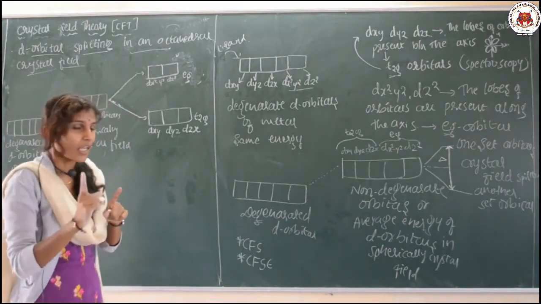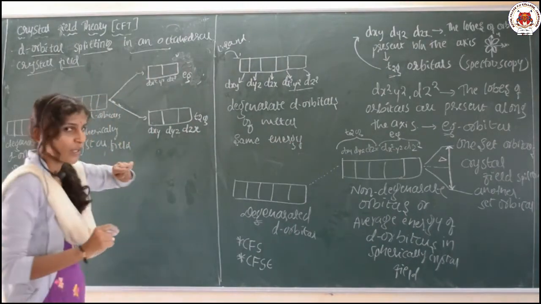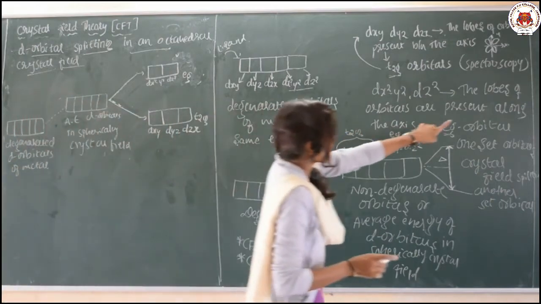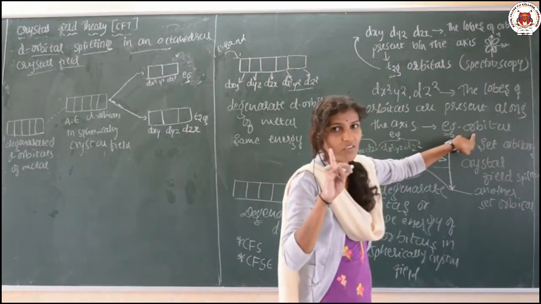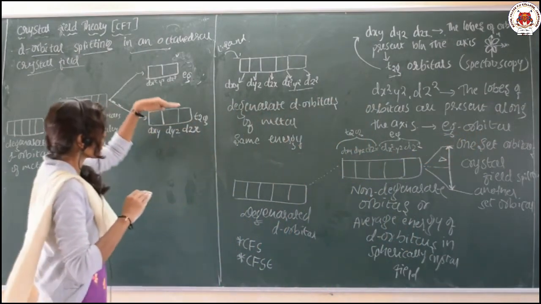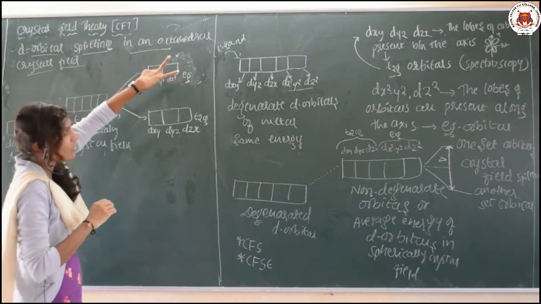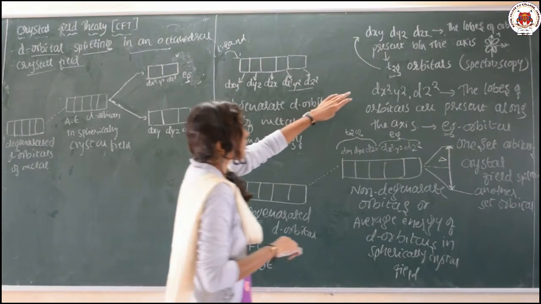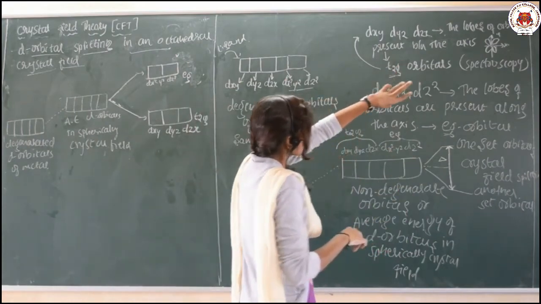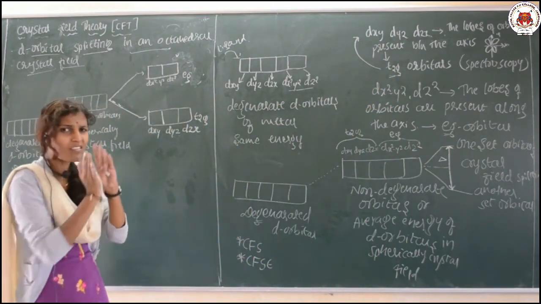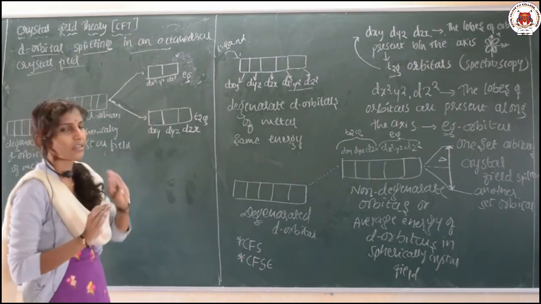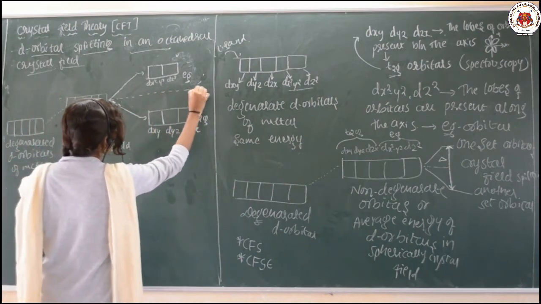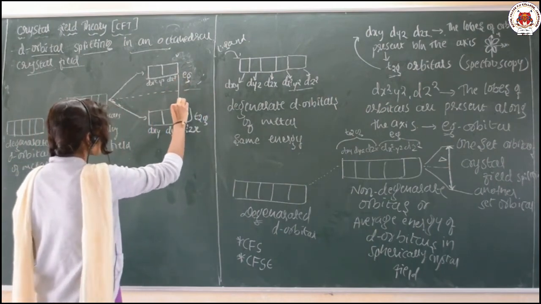See here, in the octahedral crystal field, the ligand approaches along the axis, and along the axis the Eg orbitals are there. So Eg will be raised, it will come up first. While what about the T2g orbitals? The lobes of the T2g orbitals are present in between the axes, so less repulsion will be there, and they will be on the downside. Now this splitting is nothing but crystal field splitting.